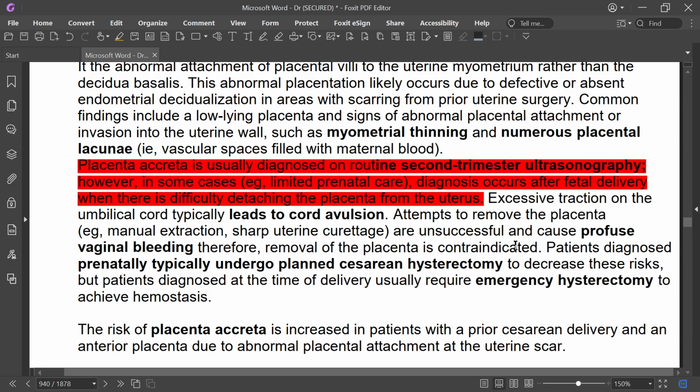Patients diagnosed prenatally typically undergo planned cesarean hysterectomy to decrease this risk. But patients diagnosed at the time of the delivery usually require emergency hysterectomy to achieve hemostasis.